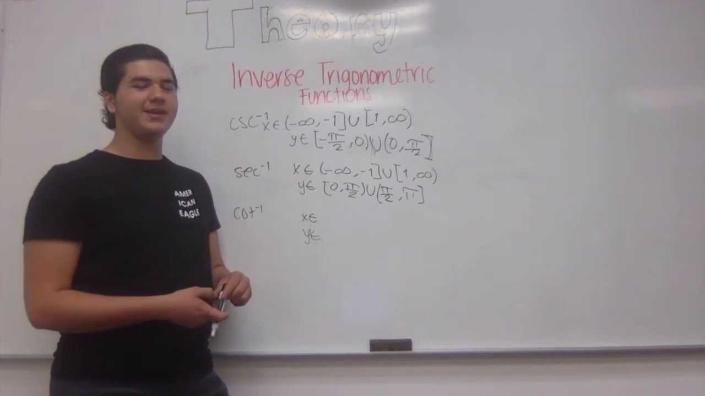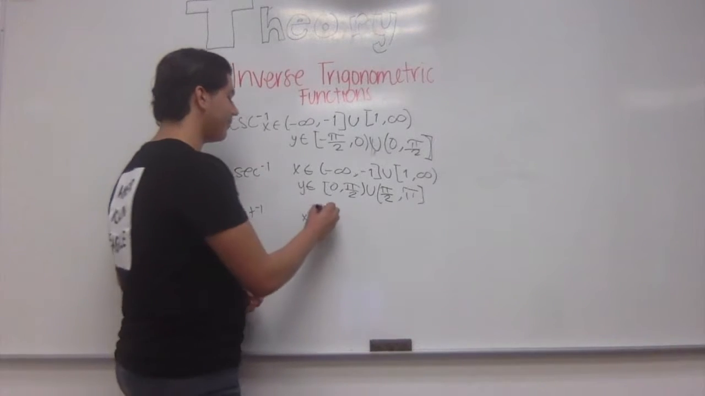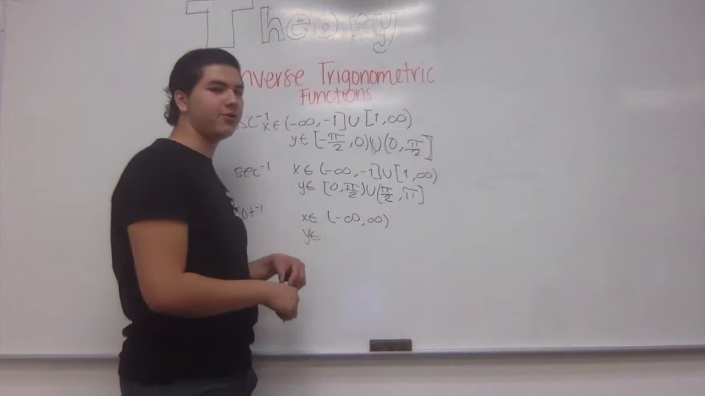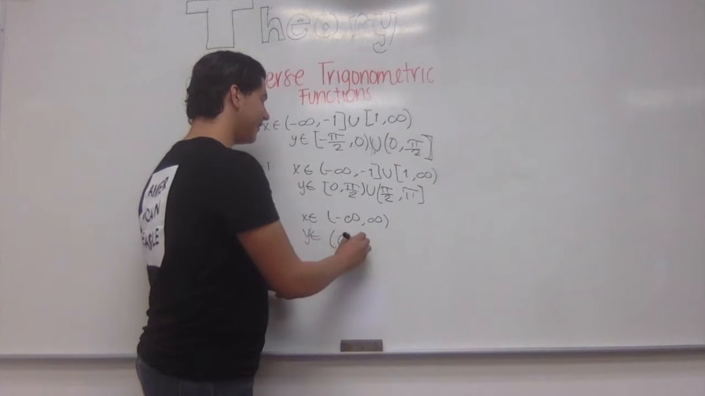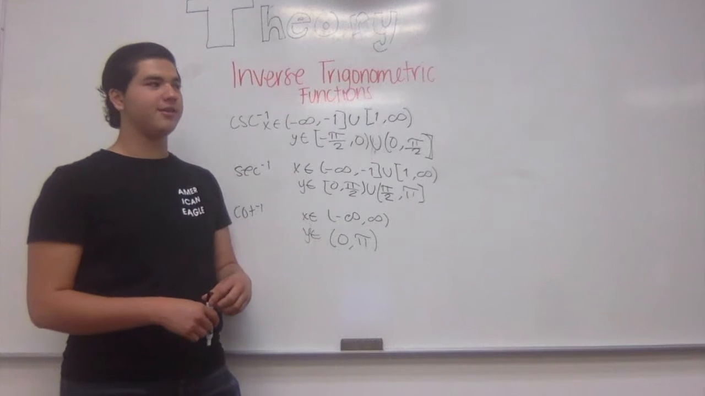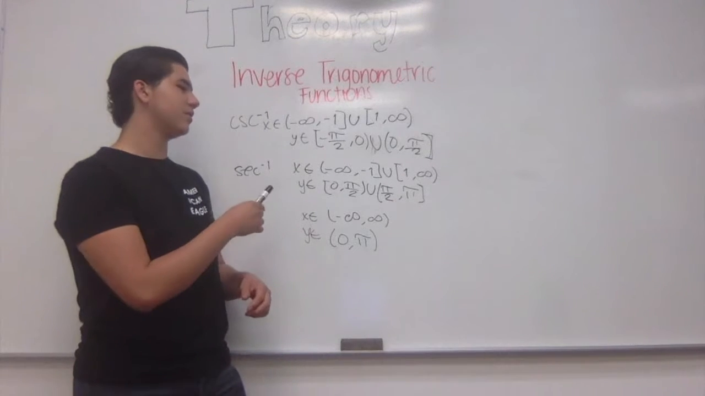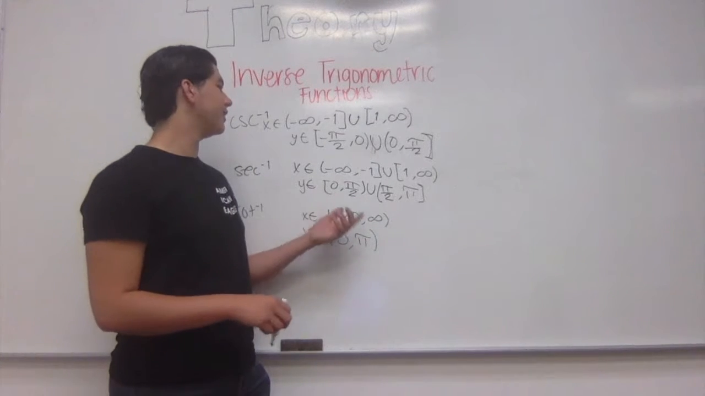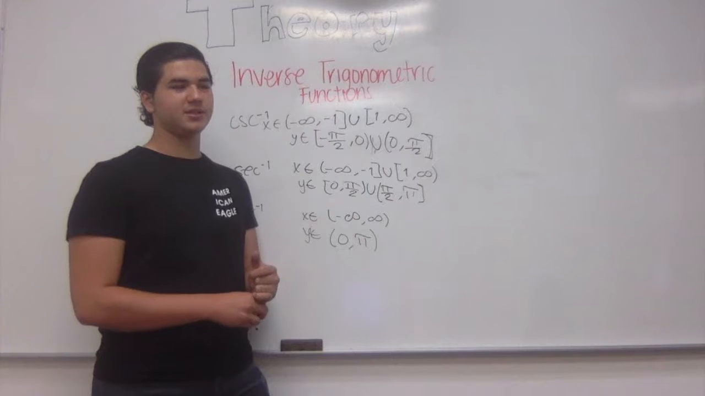The domain for inverse cotangent is from -infinity to infinity, and the range is from 0 not included to pi not included. All these domains and ranges are only for one period of each graph. These are the graphs for each of the inverse trigonometric functions.